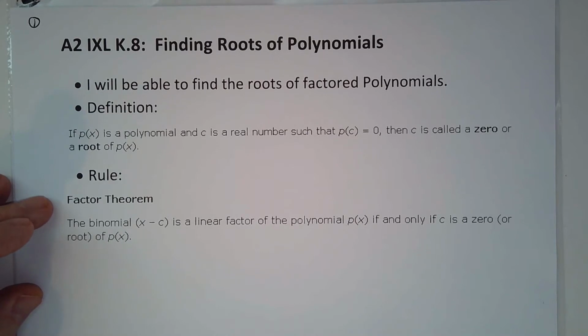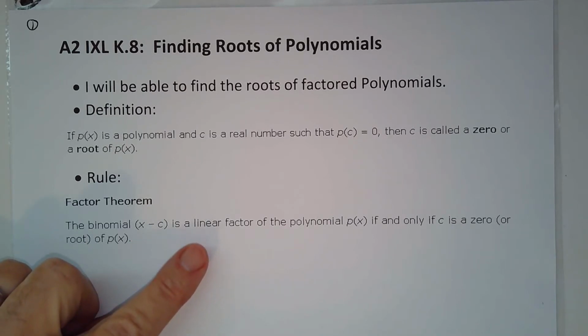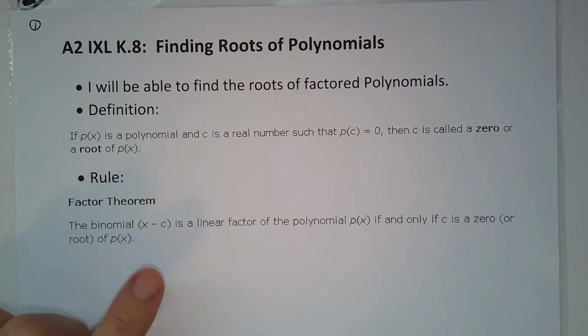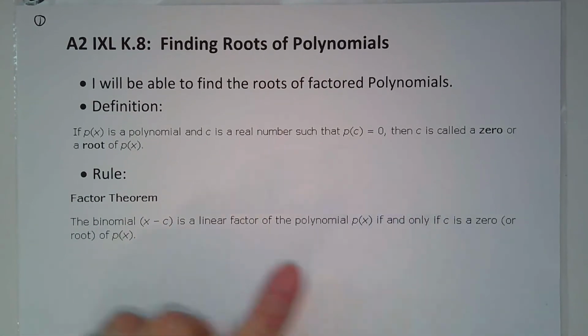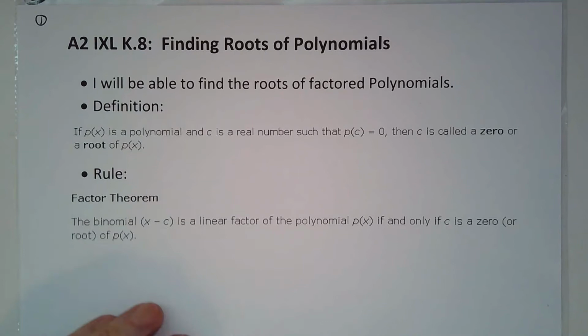Okay, so here's the factor theorem. You've been exposed to this. We've done these before. It just simply says that the binomial, and a binomial is nothing more than two linear terms. So you can see this is a linear term because it has a power of 1 for each of these two terms that are inside the binomial. So it's a linear factor of the polynomial of the function of x if and only if c is a zero, or root of the function of x. Okay? All right, so we'll see what that means again as we move along.